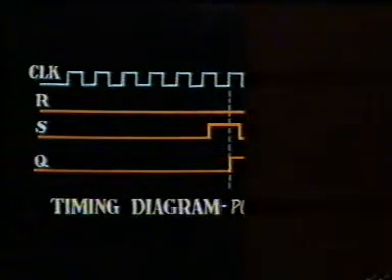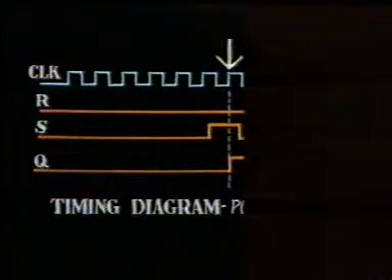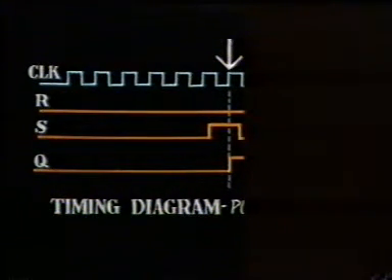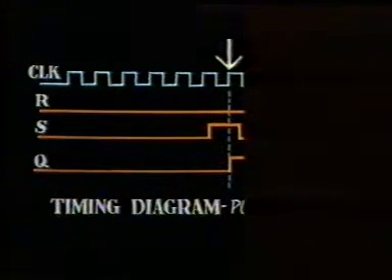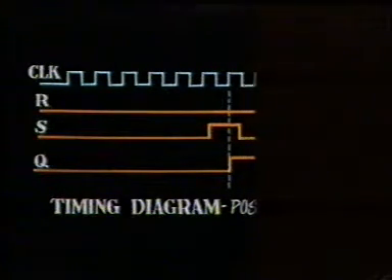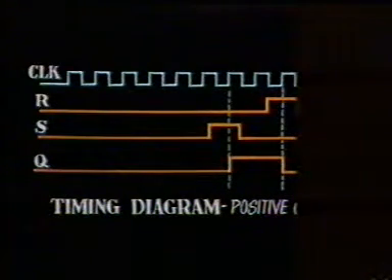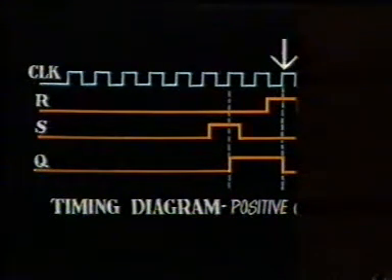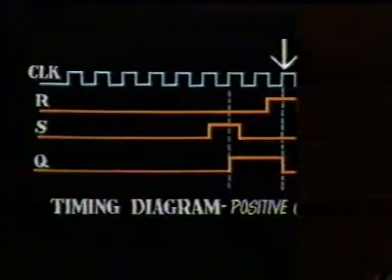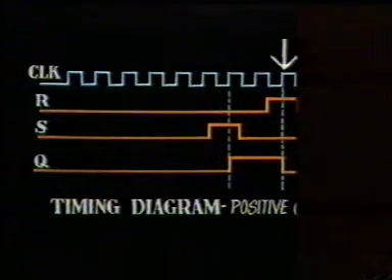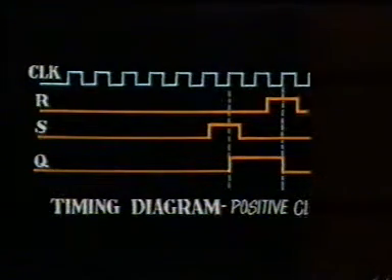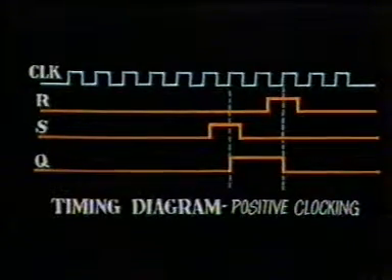Now, when clock is at 1, R is at 0, S is at 1, Q goes from 0 to 1. With clock at 1 again, R at 1, S at 0, Q changes from state 1 to 0. Note that the flip-flop changes state only when the clock level is at 1. This is called positive clocking.